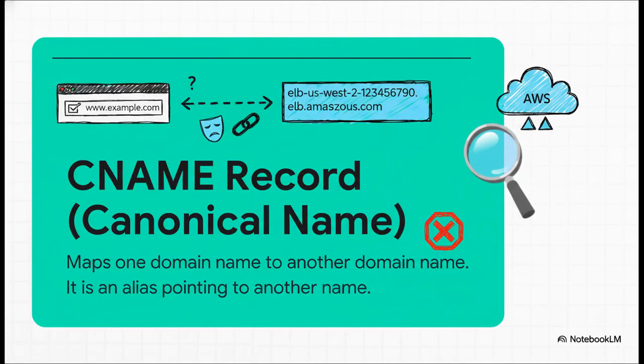So what do we use instead? Well, that brings us to the CNAME, or canonical name record. Instead of pointing to a number, an IP address, it points the name to another name. It's just an alias, so you can take something nice and clean like www.example.com and have it point to the super long, messy DNS name that AWS gives your load balancer. It's incredibly useful, but it has one massive, critical flaw.